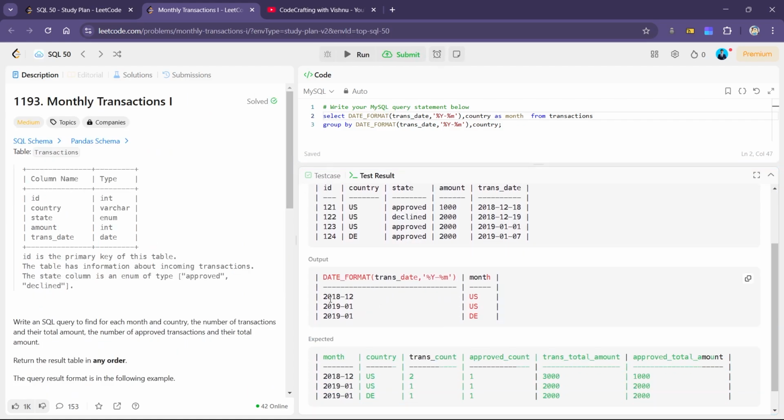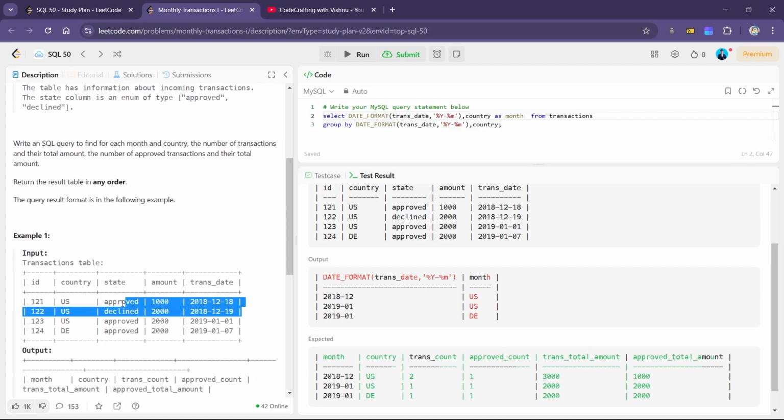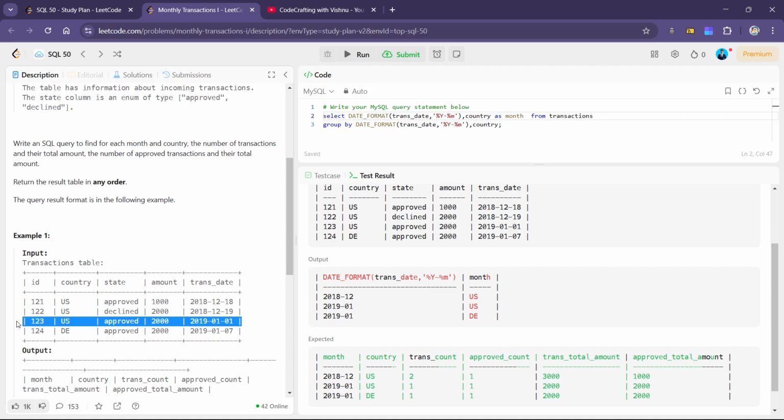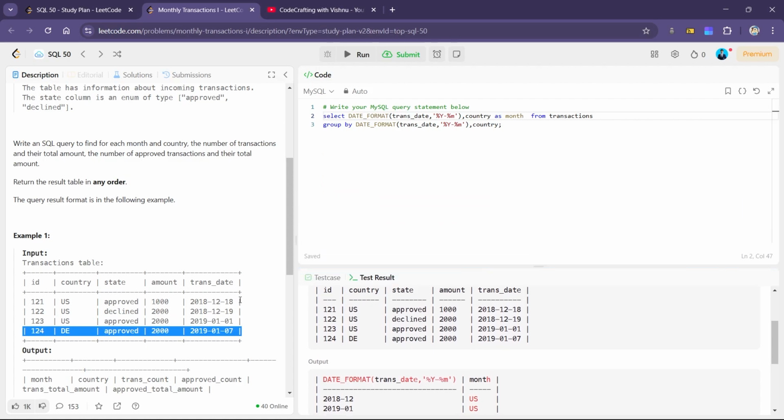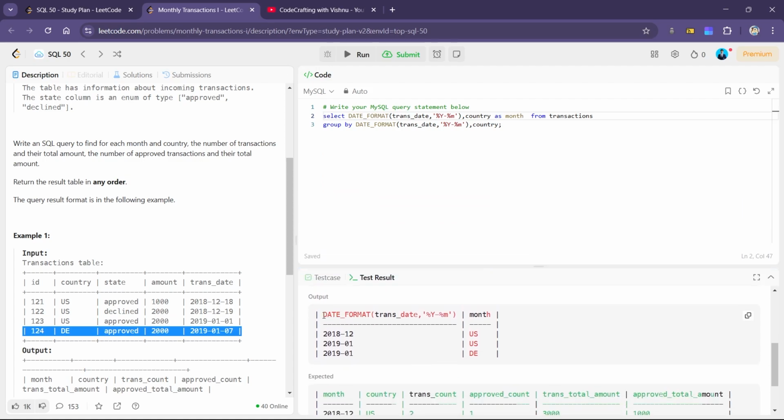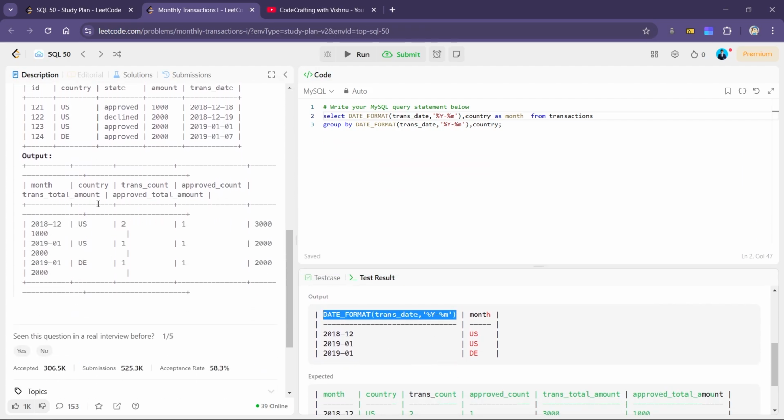So in the result set, you can see we have three entries. First entry for these two entries, and the next entry for this, and the last entry will be for this DE. Now we have to select something from this resulting table. First, this column should be selected as month. So we'll select this as month.